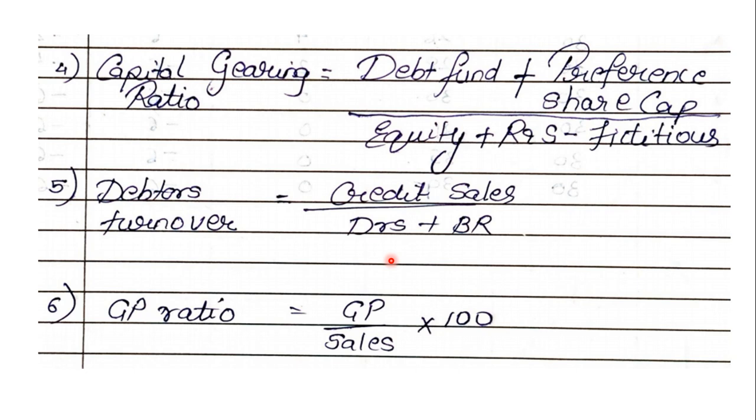Fifth is debtors turnover, that is credit sales upon debtors plus bill receivable. Then we have GP ratio, that is gross profit upon sale into 100. Remember, if they are giving you any income statement and if they ask you to find any ratio, it is always upon sales into 100. Okay. So these are the next three ratios. You can note it down.